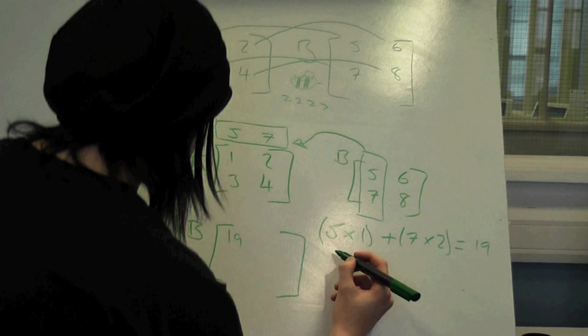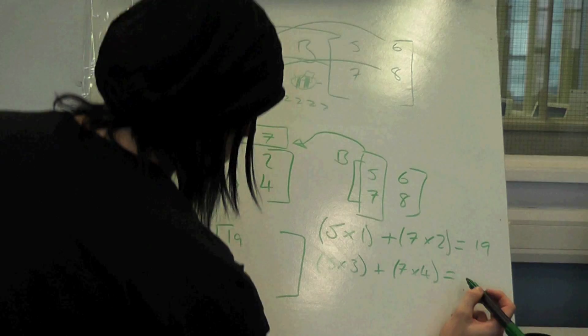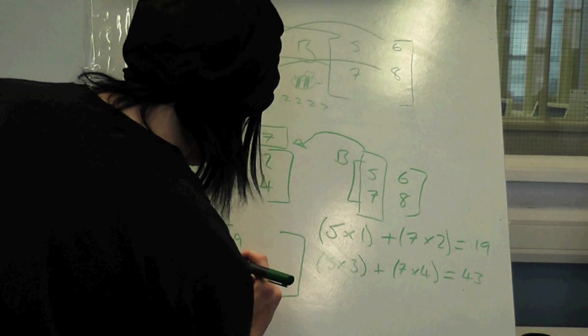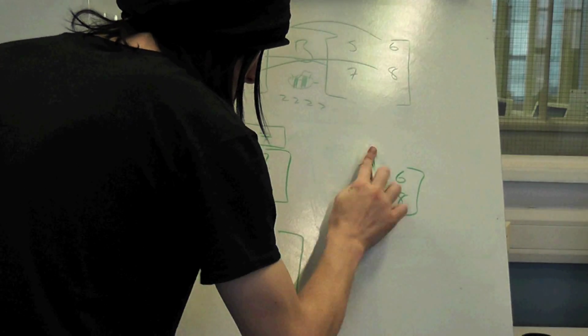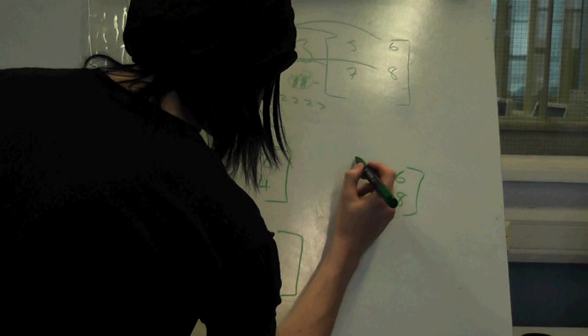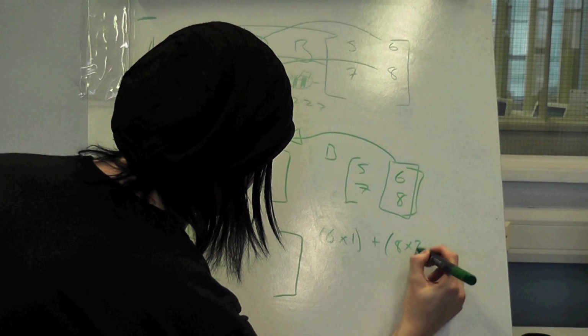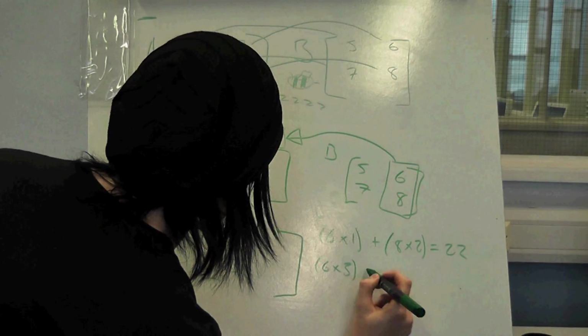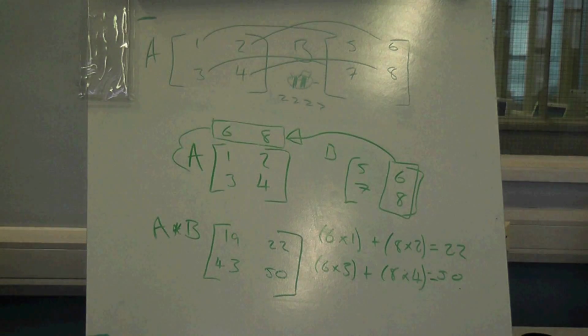We then do the same for the second row of A, still using our row from B to give us 2, 1. So 5 times 3 plus 7 times 4, which equals 43. Once the leftmost column of A is finished, we take the next column of B and repeat this process to get our entries for column 2. So 6 times 1 plus 8 times 2, which is 22, and 6 times 3 plus 8 times 4, which is 50, completing our answer.